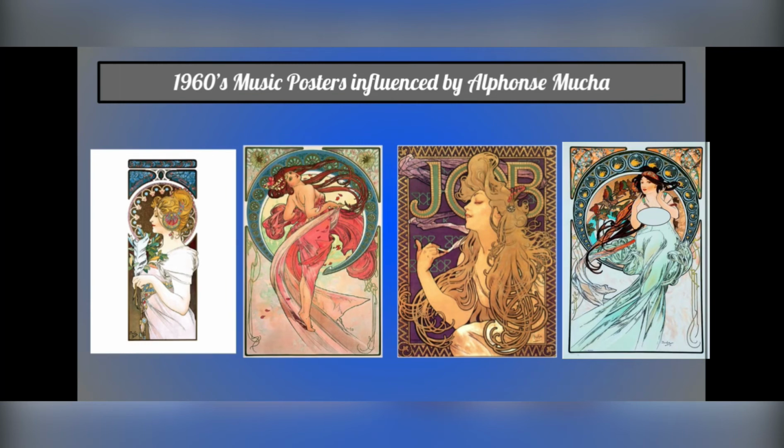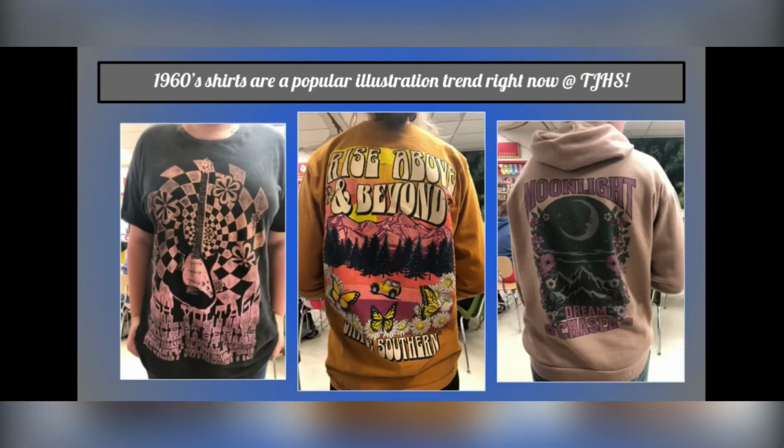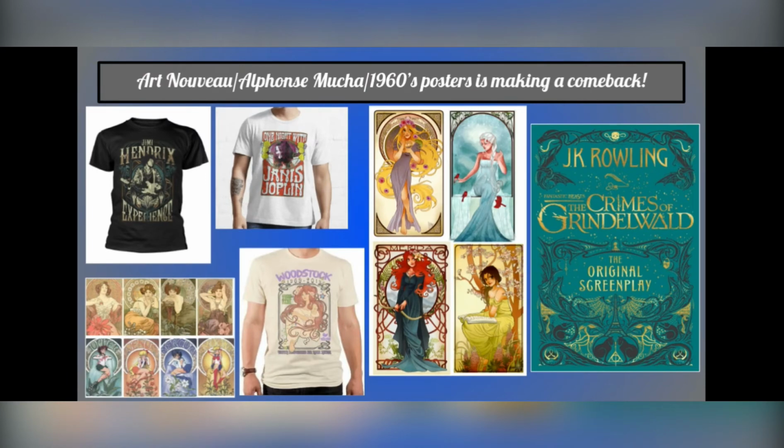So why are we doing this project? Because our Art Nouveau, Alphonse Mucha, 1960s posters are everywhere right now. You guys are literally walking through the halls. These are pictures I took of students wearing work that is inspired by 1960s posters. Similar fonts, similar ways that the typography curves around things, similar framing of things. Lots of t-shirts right now are being used for this type of illustration, and then lots of pop culture things, like down here is Sailor Moon, and here are the Disney princesses. They're being reinvented in an Art Nouveau, Alphonse Mucha, 1960s style.